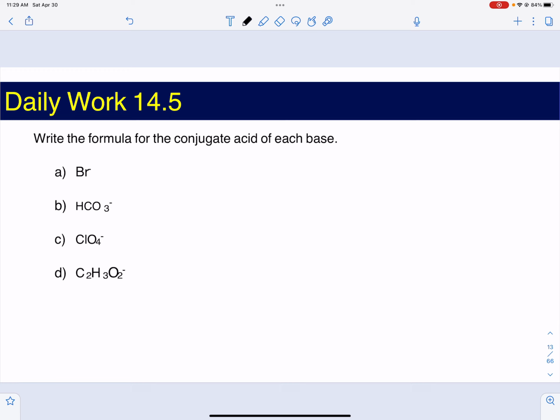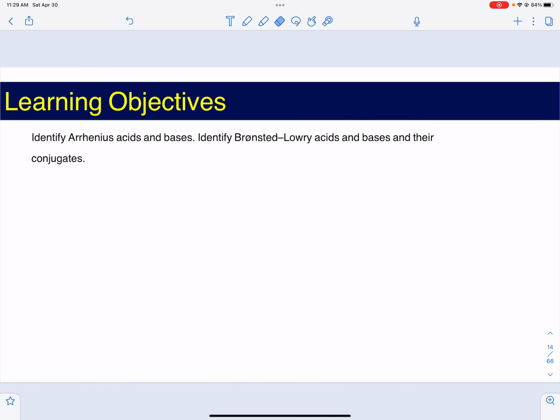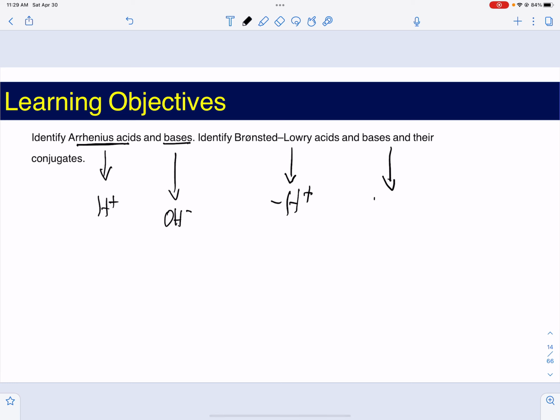So now you're ready to do that. Let me make sure there's no typos in here. Yeah, I don't see any typos. And once you do that, we are done with this first lecture of our last chapter. Now you understand what the Arrhenius acids are. They produce H+. Bases produce hydroxide. While the Bronsted-Lowry acids donate a proton, so they lose a proton, and the bases gain a proton.